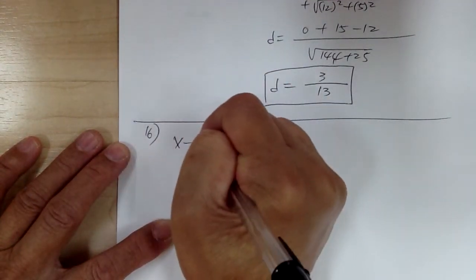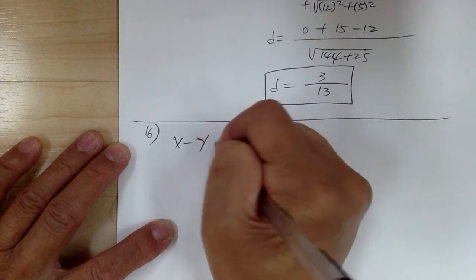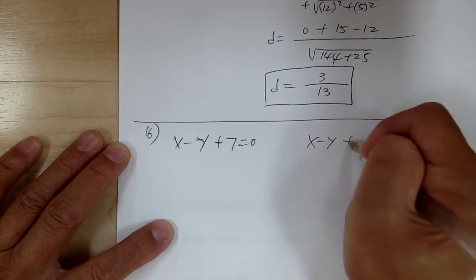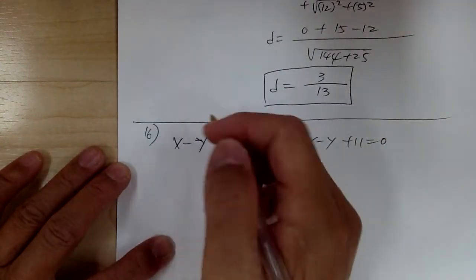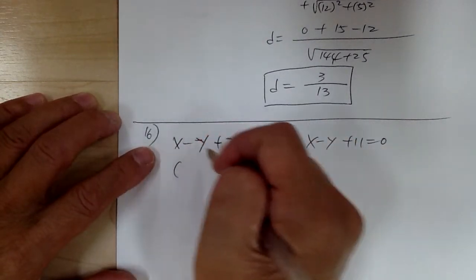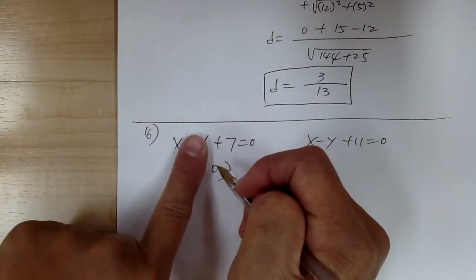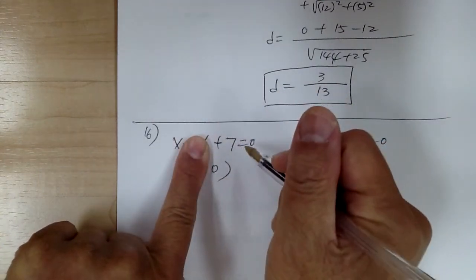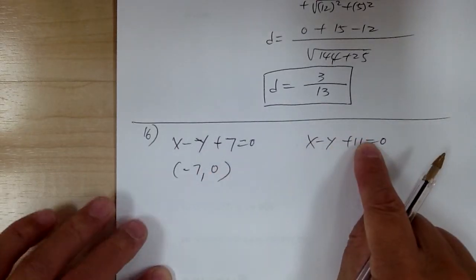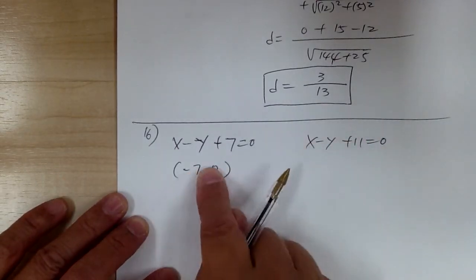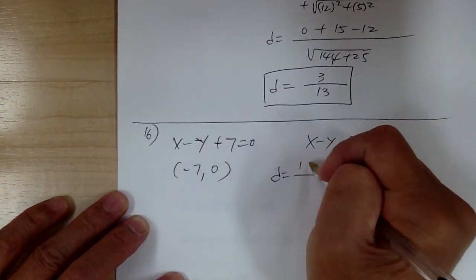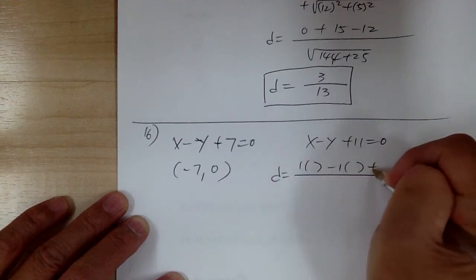So you have x minus y plus 7 equal to 0, and you have x minus y plus 11 equal to 0. So again, I'm going to get a point over here. If I don't like the negative, I'm going to make y equal to 0 to get rid of that. And so from here you can see that x is equal to negative 7. Okay. Now I have a point and a line, so the distance between them will be the same as the distance between the lines.